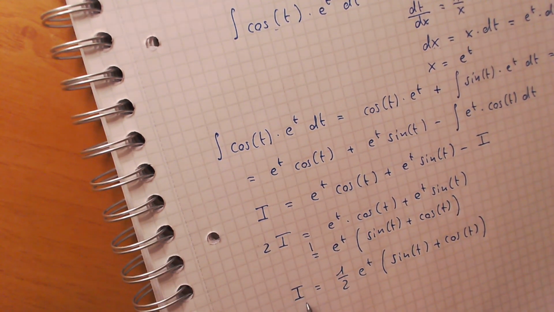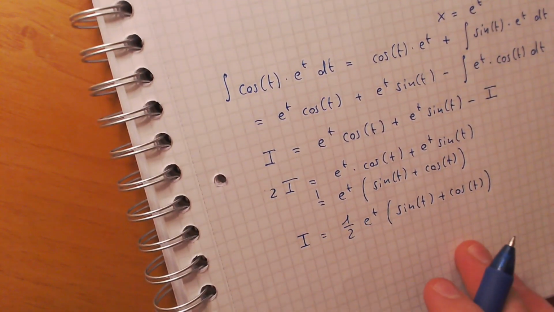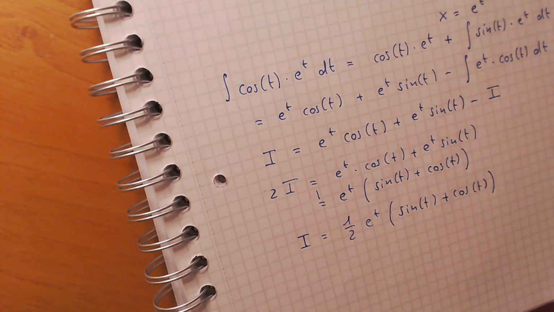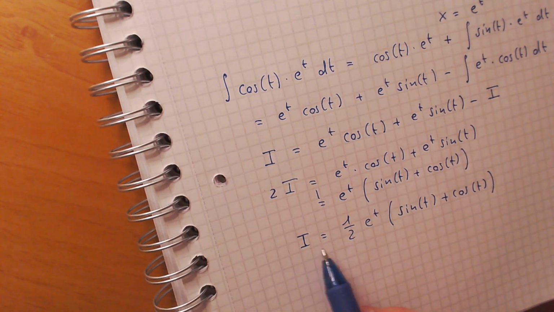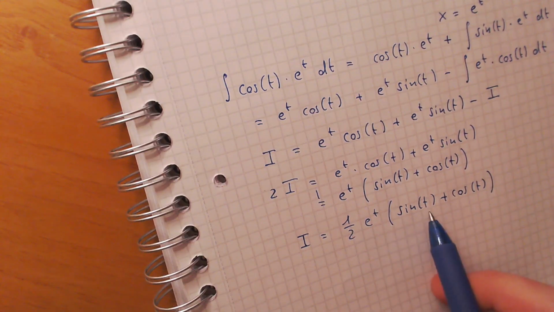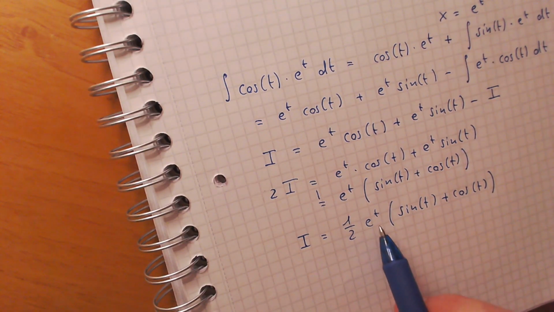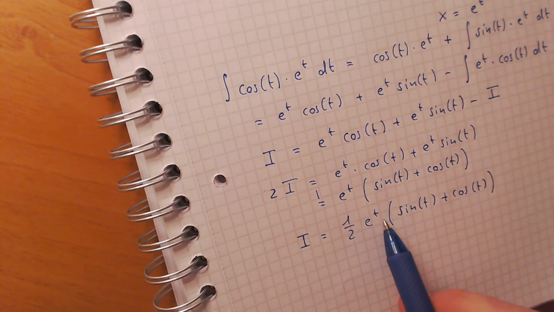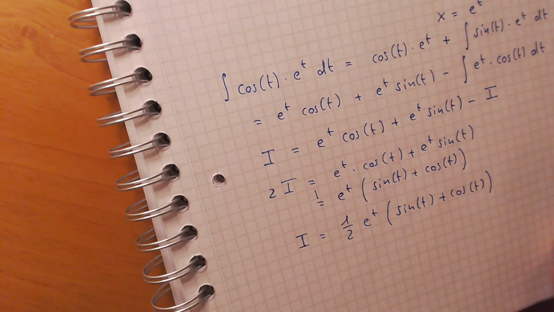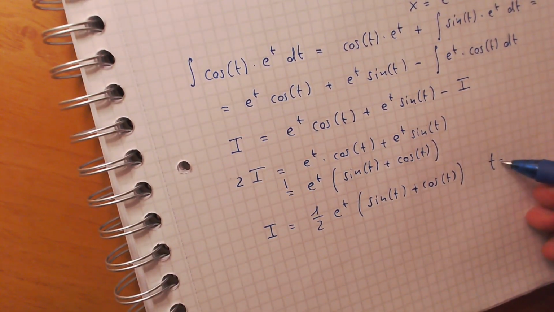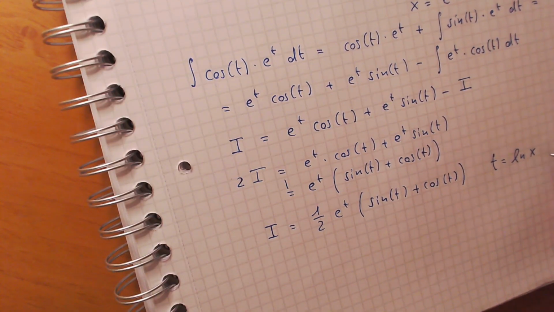So we found the value of our original integral. So we know that the result is this one, and now we have to basically change again the variable. So here the result is in terms of t, but we want the result in terms of x, and we know that t, as we said, is the natural log of x.